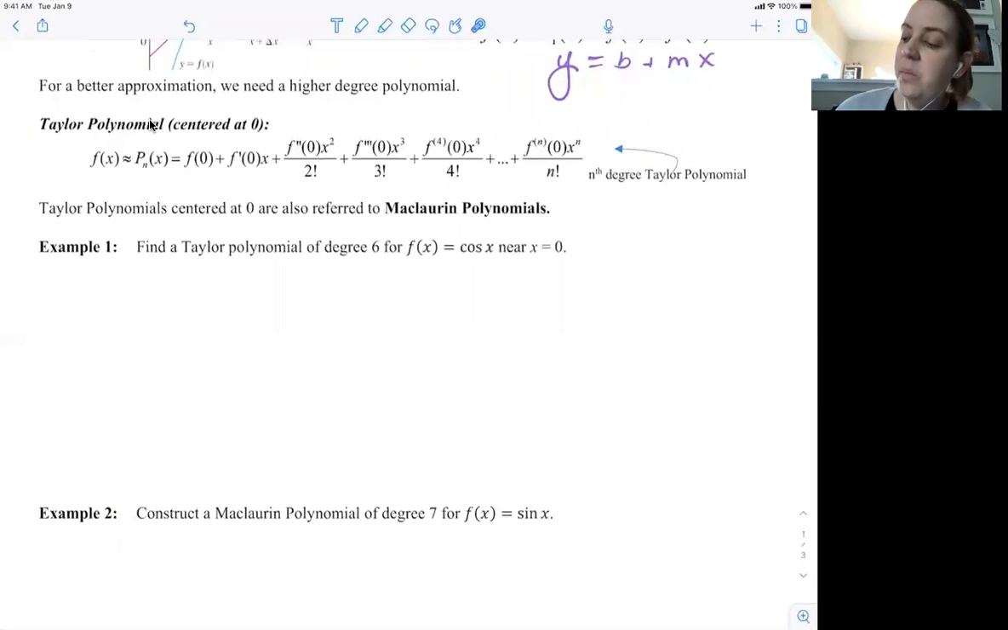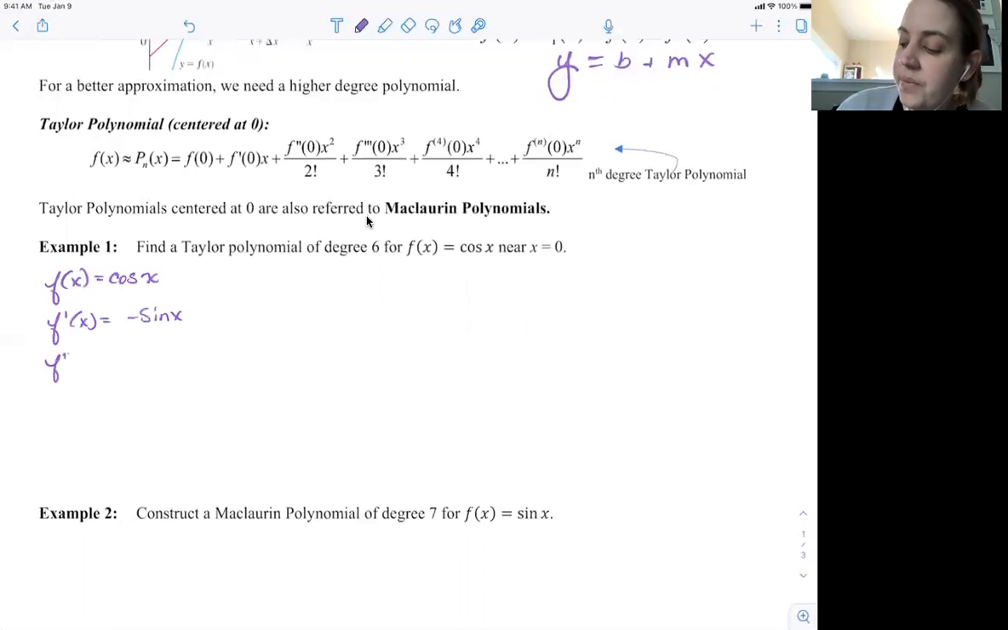Find a Taylor polynomial of degree 6 for f of x equals cosine of x near x equals 0. So 6th degree, we need something to the 6th power. We are going to say that f of x equals the cosine of x. And that means if we're going sixth degree, we need 6 derivatives. So I usually organize my work over here on the left to do that. There's no right or wrong.